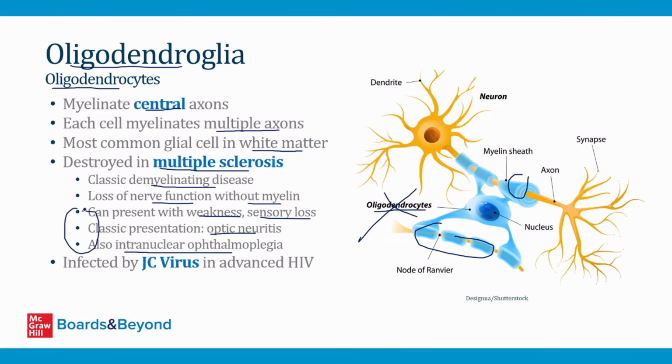And then finally, another thing to remember about oligodendroglia is that they can be infected by the JC virus, which I mentioned earlier. This can lead to PML in patients who have advanced HIV. The two cell types that the JC virus likes to infect are the oligodendrocytes and the astrocytes.